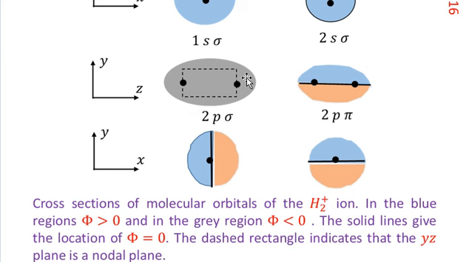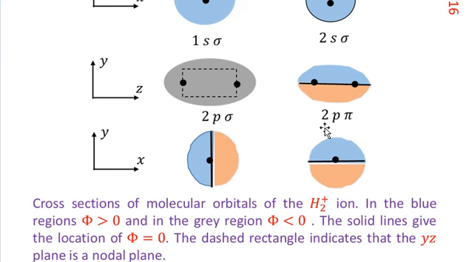And this is again the cross section of the three-dimensional ellipsoid on the YZ plane. So you see that you get this value of the orbital on the YZ plane. But if you look at this 2p sigma orbital on the XY plane, then this will appear as this, where the value of the function will exist in the blue region.